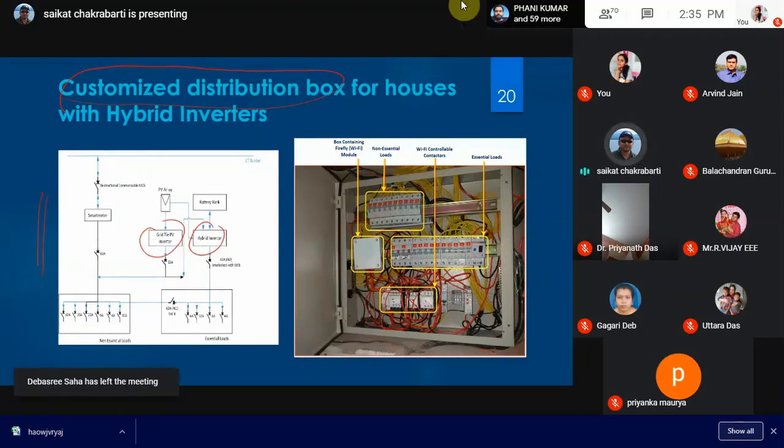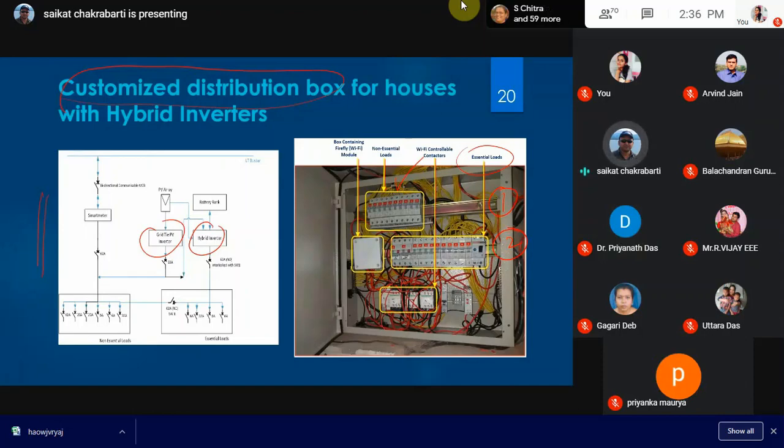Okay, so here in the distribution box you will see two rails. This is number one, number two. So these two rails are buses. The top one is for non-essential loads, the bottom one is for essential loads. Okay, what do we understand by essential and non-essential? See, by essential, we are classifying the loads, for example, lights and fans.